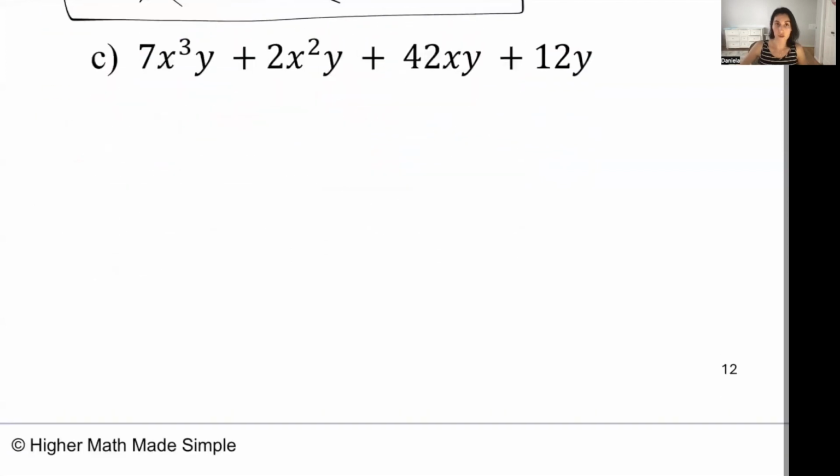Okay, part C. So again, I always say very first step is to scan for GCF. That should be your number one. Do all four terms have something in common?